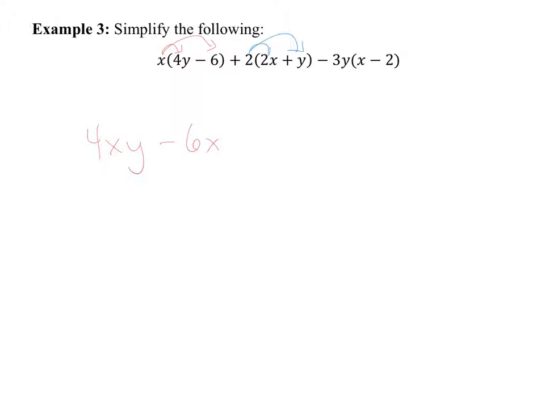Distribute these two. I'm going to have a plus 4x plus 2y. And then finally distribute the 3y. And the 3y is negative. Please make sure you distribute a negative 3y here. That's what we're going to get as a result. We have to combine like terms, put it in order. We got 4xy minus 3xy, combine those, 2y and 6y, negative 6x and 4x. So combine your like terms here.